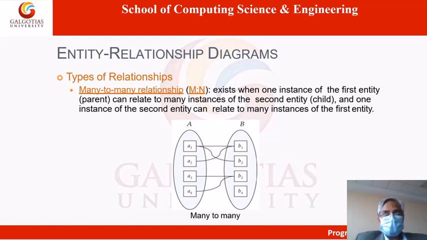So for example, one entity set is of students and another entity set of friends. Students may have many friends, and a friend may have relation with many students. Okay, so this type of relationship is called many-to-many relationship.